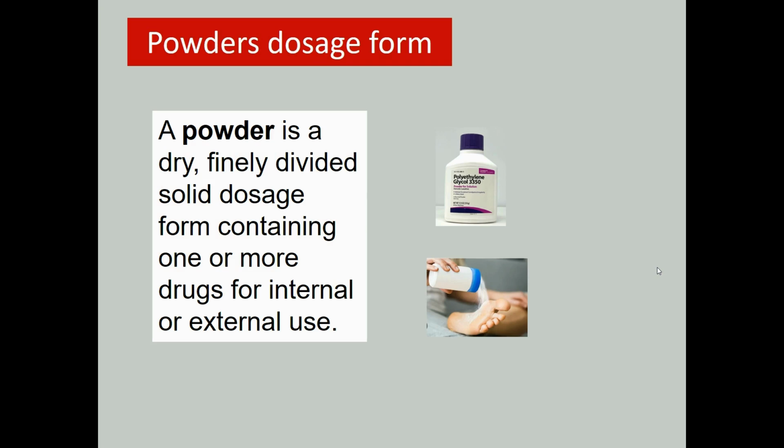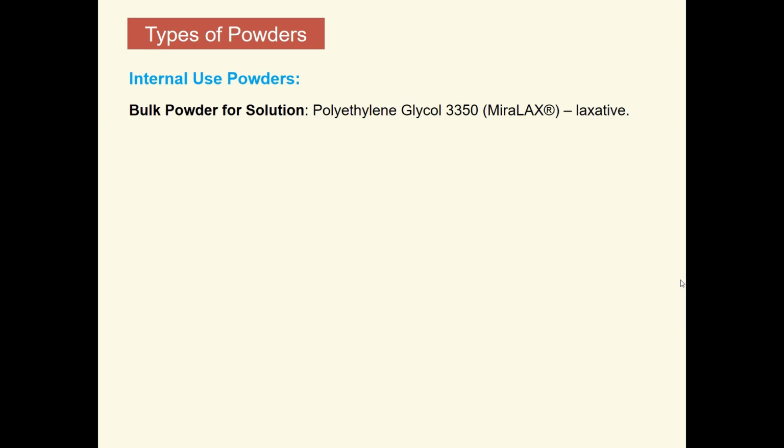Next, powder dosage form. A powder is a dry, finely divided solid dosage form containing one or more drugs for internal or external use. So powders can be divided into two types: internal use powders and external use powders. Here are the internal use powders. The best example is bulk powder for solutions, which means these powders have to be dissolved in water before being taken.